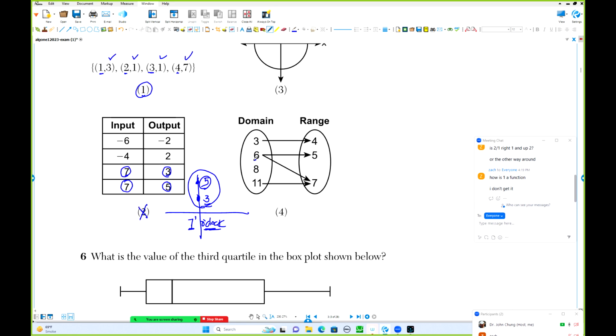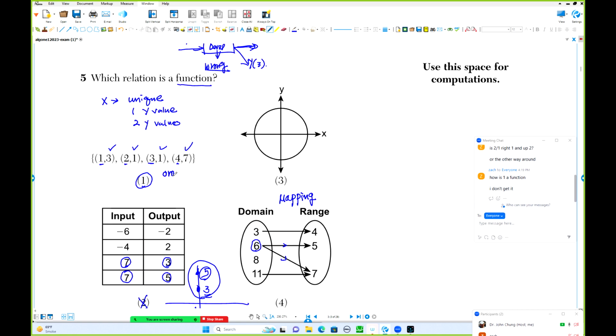Domain over here, this x, only one, but this one is a diagram, mapping; this we call a mapping diagram. So for the xy relation, we use ordered pairs, remember over here. Ordered pairs, graph, table, and mapping diagram. That's 4 different ways to show the relation, okay?